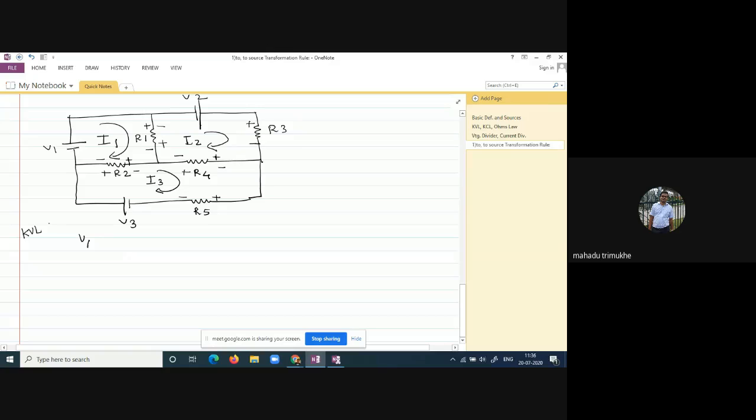KVL to first loop. Right. V1 is V1. Then current is flowing through this manner. V1 again R1. R1 is what? Positive to negative means that minus we have considered here. Minus here R1. But this R1 is common between I1 and I2. But both the currents are in the clockwise direction. So we have to consider here I1 minus I2, I1 minus I2.